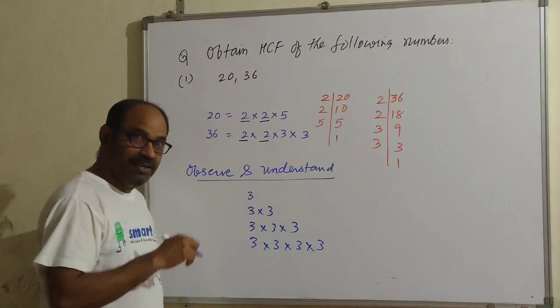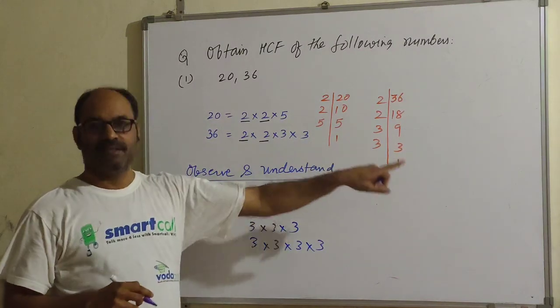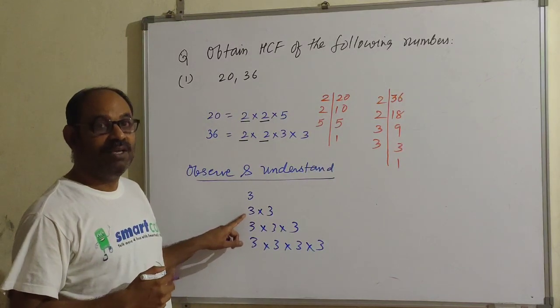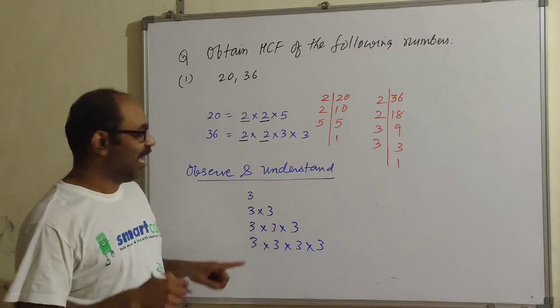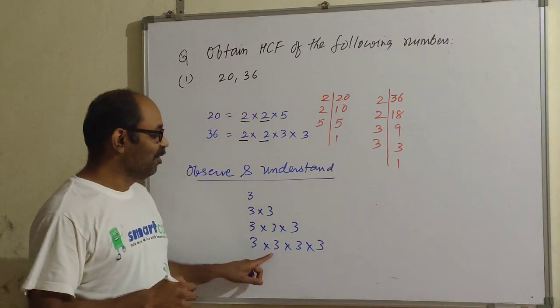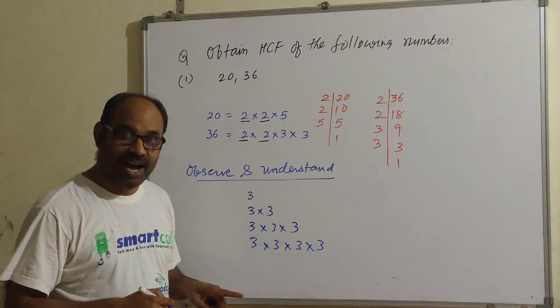Verbally you can say 3 appears once. What can you say here for this? How can you speak it out? 3 is multiplied with itself 2 times. 3 is multiplied with itself 3 times. 3 is multiplied with itself 4 times.